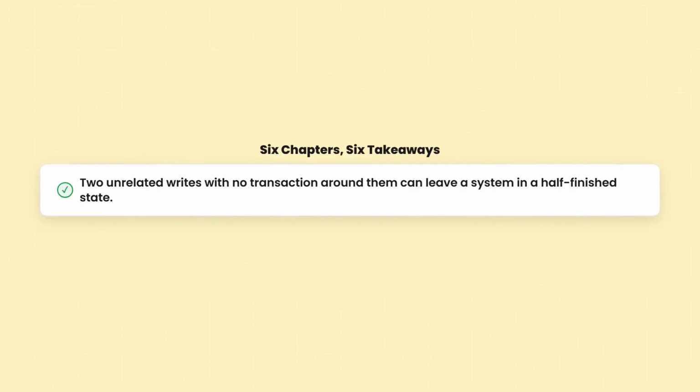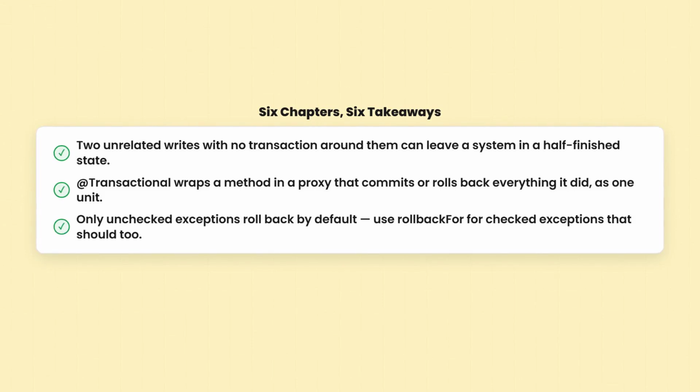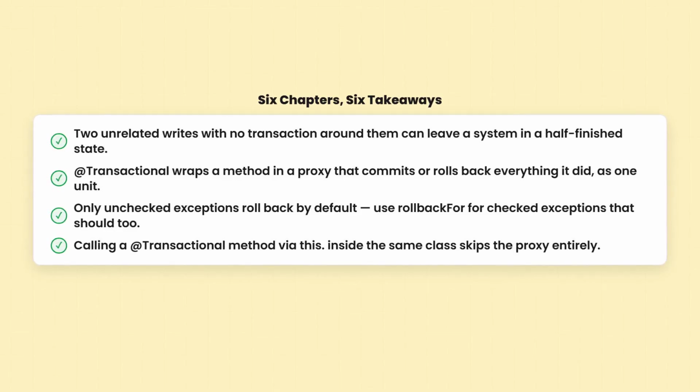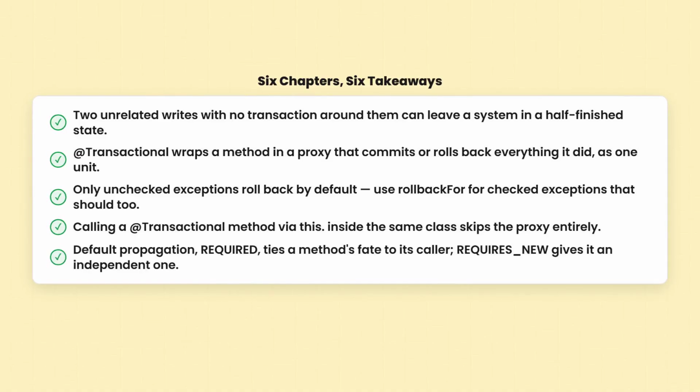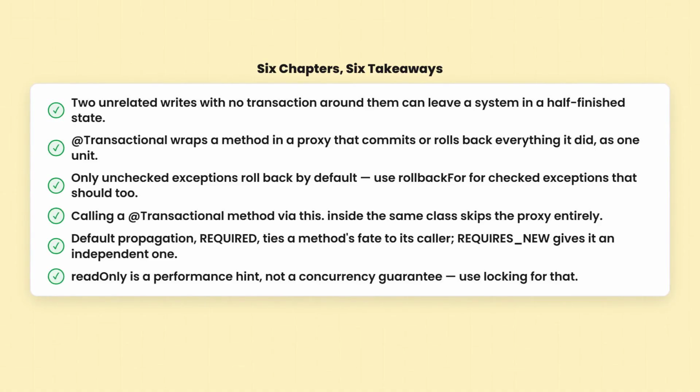Two unrelated writes with no transaction around them can leave a system in a half-finished state. @Transactional wraps a method in a proxy that commits or rolls back everything it did as one unit. Only unchecked exceptions roll back by default. Use rollbackFor for checked exceptions that should too. Calling a transactional method via this dot inside the same class skips the proxy entirely. Default propagation REQUIRED ties a method's fate to its caller. REQUIRES_NEW gives it an independent one. Read-only is a performance hint, not a concurrency guarantee. Use locking for that.